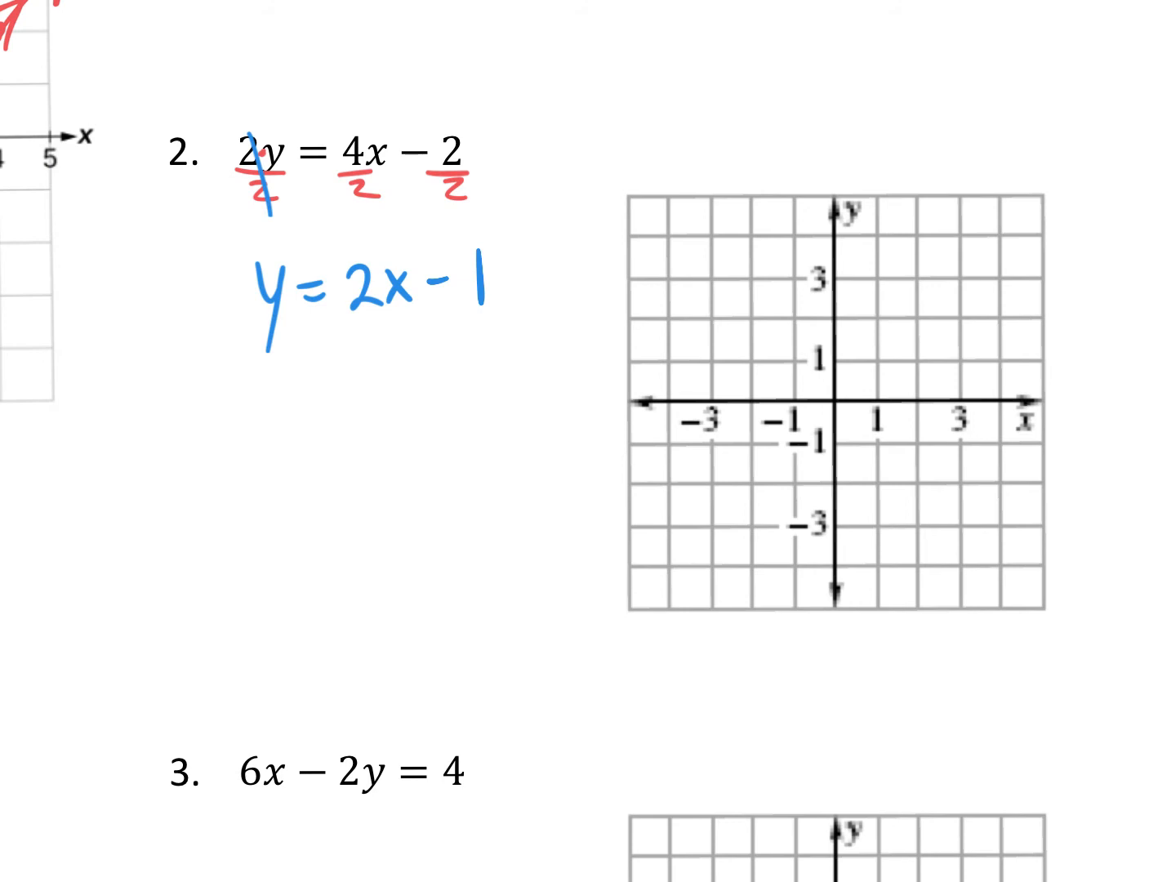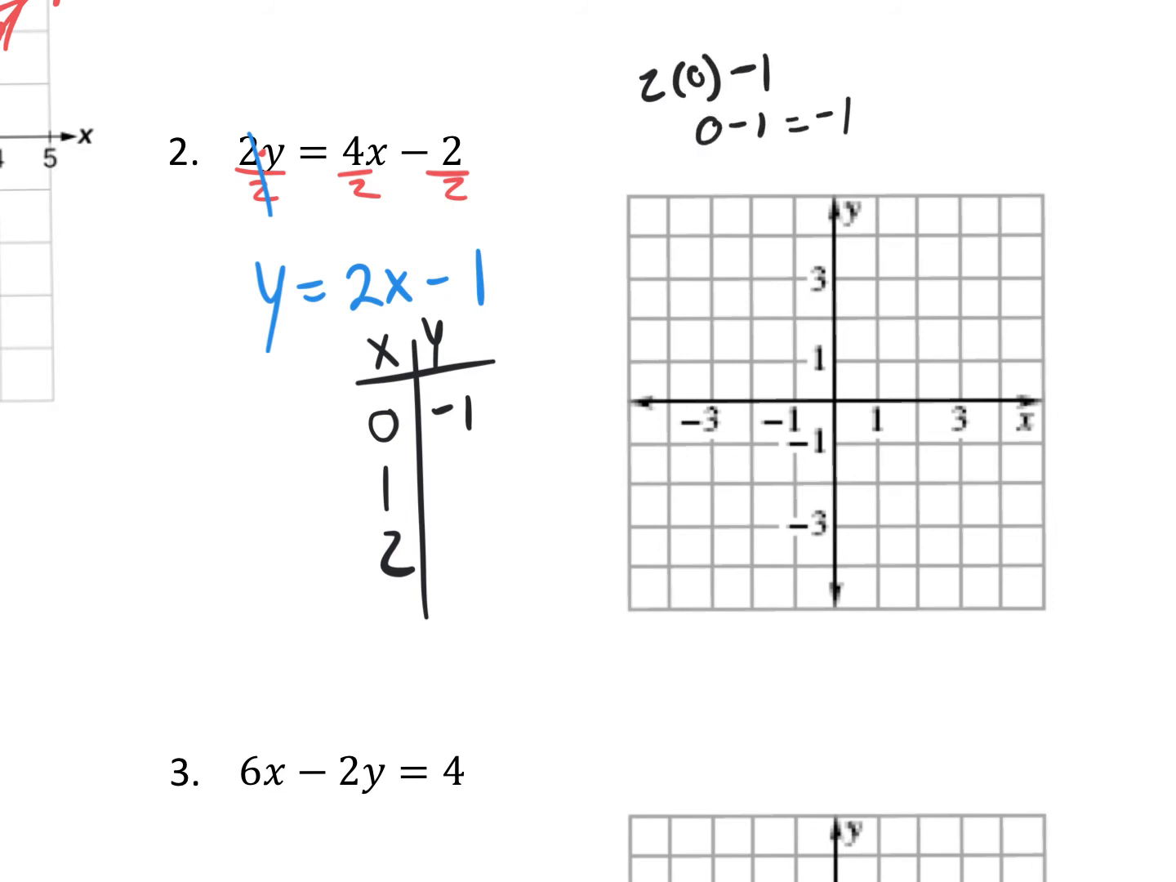Now after that, it's really easy, once you have it in function form, to create an xy table and plug in 3 easy numbers, most of the time 0, 1, and 2. It's really easy to plug in 0. 2 times 0 is 0, and 0 minus 1 is minus 1. And of course, you might want to show your work, so you would write 2 times 0 minus 1. That'll be 0 minus 1, which equals negative 1, okay? I'm just going to do this work in my head right here.